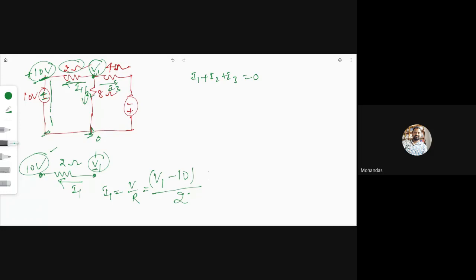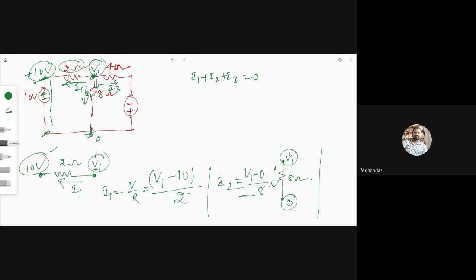So similarly, tell me the current I2 here. I2 is the current flowing through the 8 ohm resistor. Here also I am taking it separately. This is V1, and what is the ground voltage here? 0. This is the 8 ohm resistor. Now tell me what is the I2 here? V1 is the voltage, and this is the 0 voltage. V1 minus 0 by 8, that is I2.